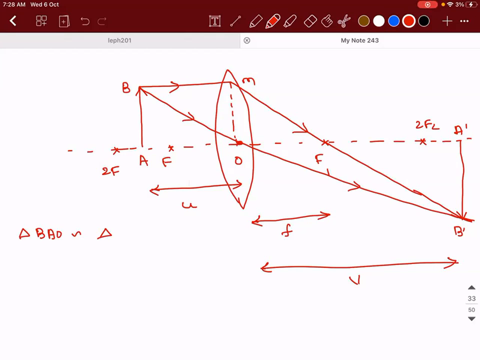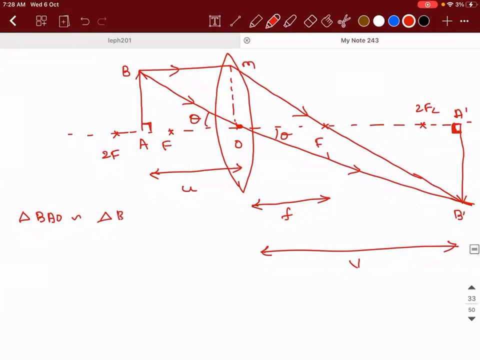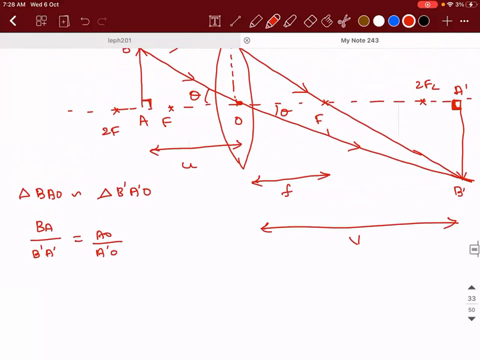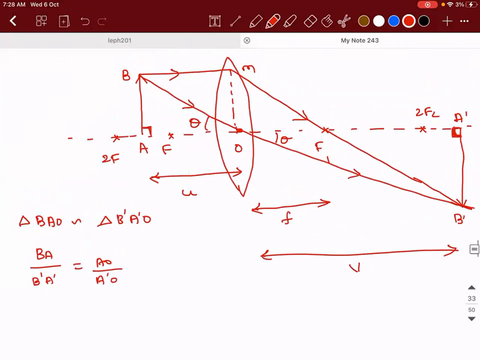If I take the triangle BAO, it is similar to which other triangle? MOF, sir. MOF. You have to see from the other side, no? This is theta. Then this theta. F of B dash, sir. This one. It should be B dash A dash. So BA divided by B dash A dash will be equal to AO divided by A dash O. Correct?